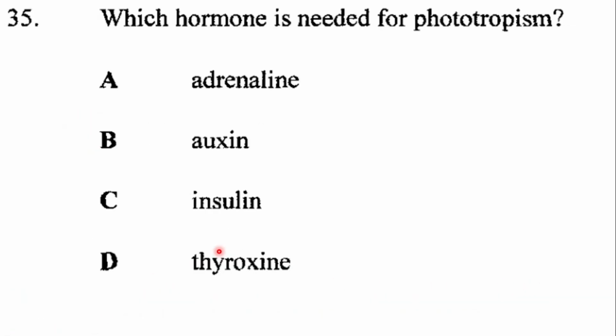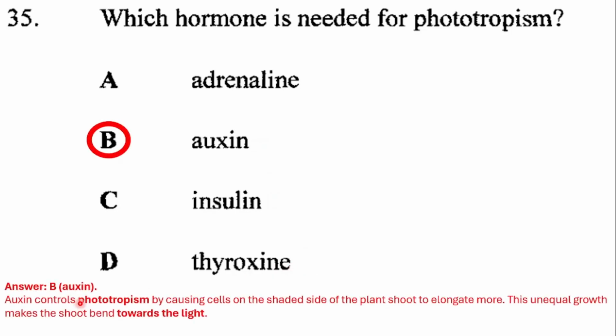Let's move on to question number 35, and it says, which hormone is needed for phototropism? Is it adrenaline, auxin, insulin, or thyroxine? The correct answer is definitely going to be auxin, because auxin controls phototropism by causing cells on the shaded side of the plant root to elongate more. This unequal growth makes the shoot bend toward the light. So the correct answer is definitely going to be B, auxin.